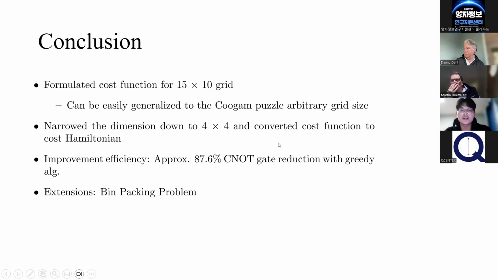Then we compared the number of CNOT gates before and after the application of greedy algorithms, which resulted in around 87.6% CNOT gate reduction. And what we have done for this puzzle can potentially be extended to a bin packing problem, which is a combinatorial optimization problem where a set of items, each with a specific size, must be packed into a minimum number of fixed capacity bins. The objective here is to allocate all items without exceeding the capacity of any bin. And I found this very similar in nature to the puzzle problem that we've analyzed.